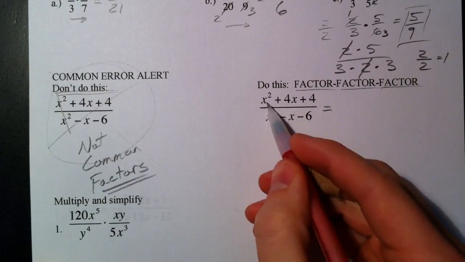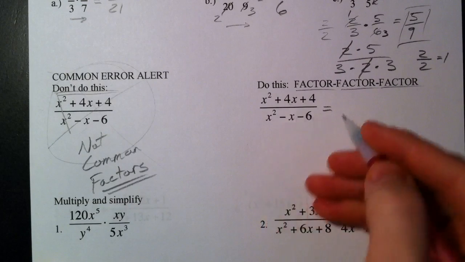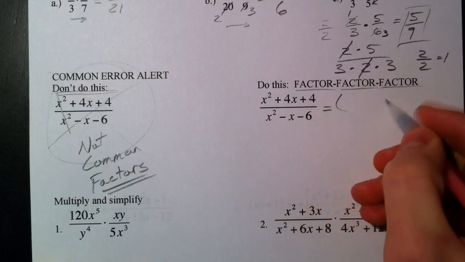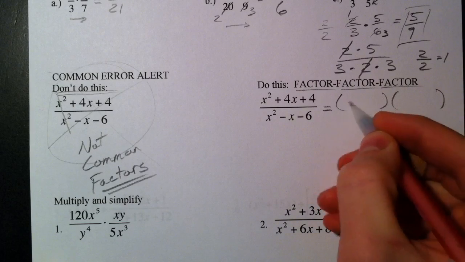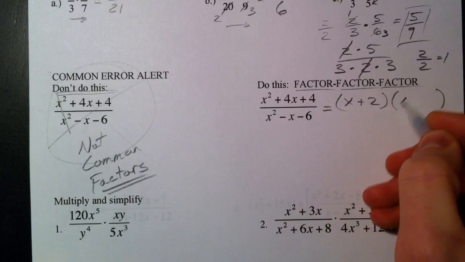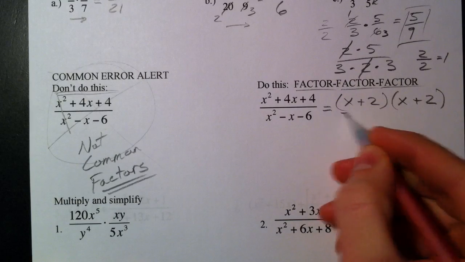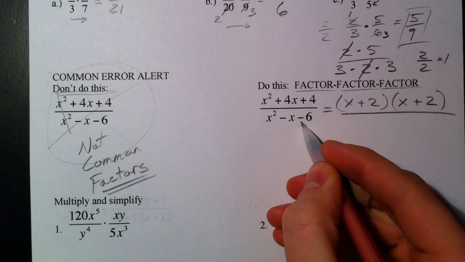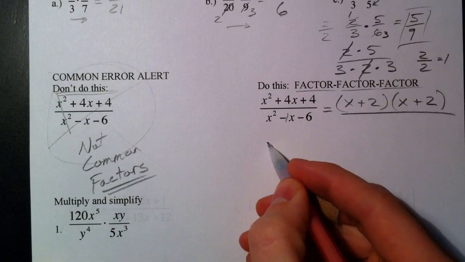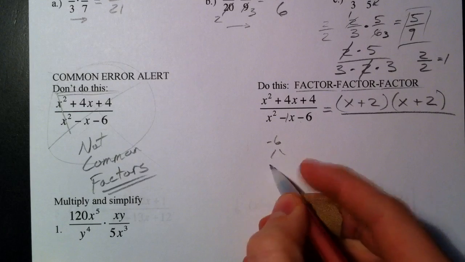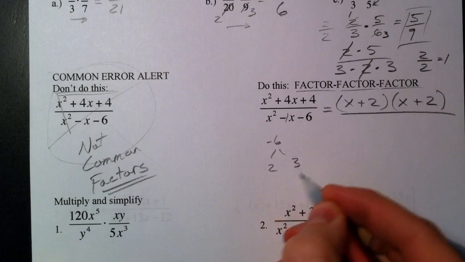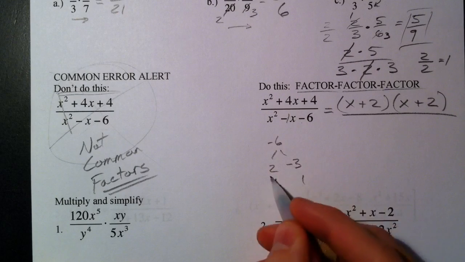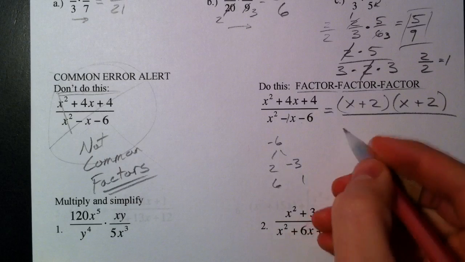So, what multiplies to the 4 and adds to the 4? 2 and 2. So we're going to factor the top into x plus 2 and x plus 2. In the bottom, what multiplies to negative 6, and what adds to the negative 1? 2 and 3, 6 and 1, but we want it to add to a negative 1, so I'm going to choose this 2 and negative 3.